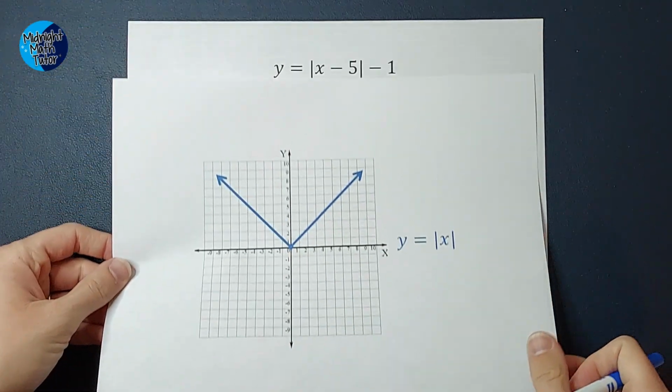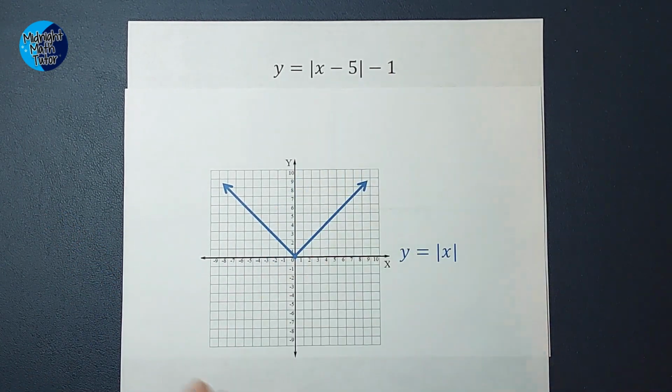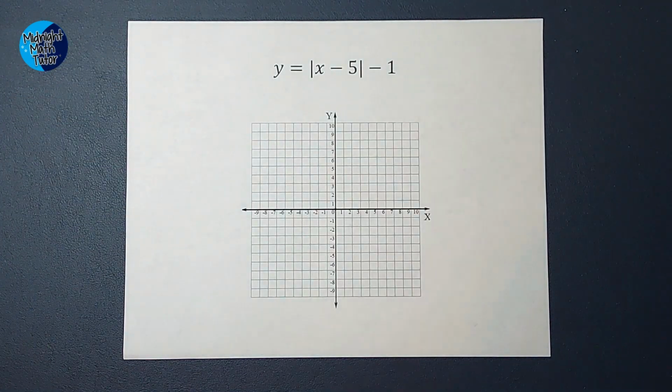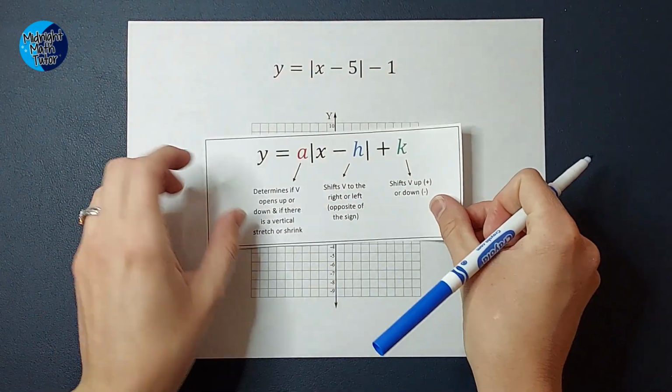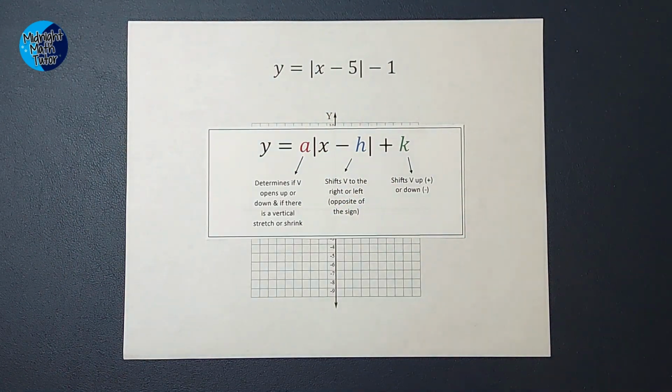Now this graph is going to be very similar, but because of that -5 inside there and the -1 on the back, it is going to be shifted, okay? So it's not going to be at 0, 0, okay? So how do we figure out where it's going to be? Well, we look here, okay? So if there is a number out front, okay, then it does affect the graph.